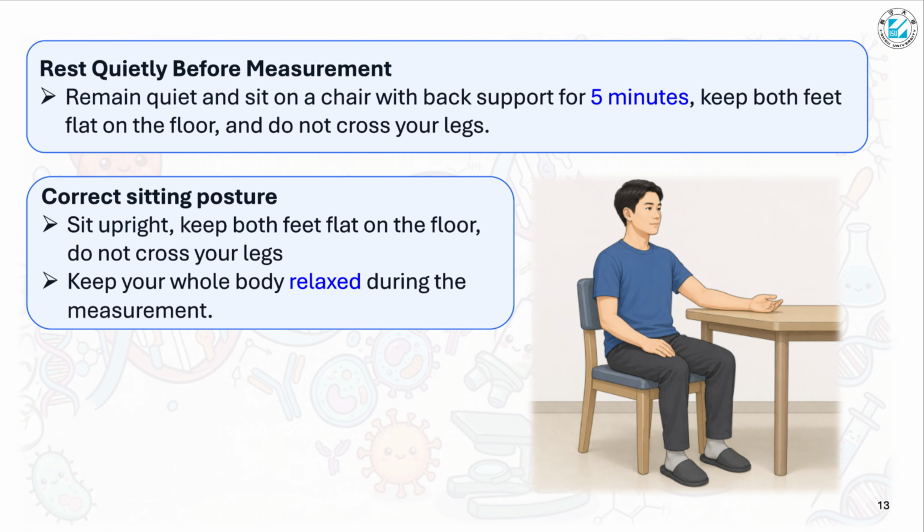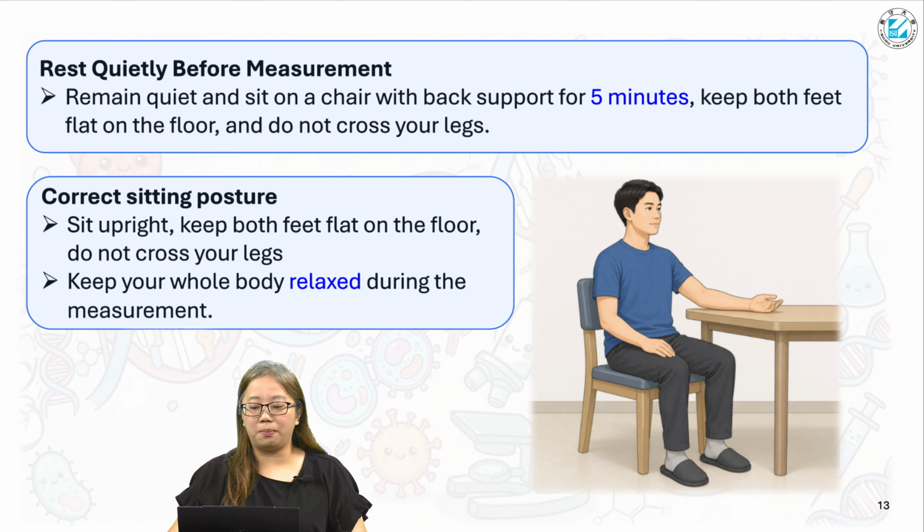Before blood pressure measurement, it is very important to let the person rest quietly for a short time. This helps the body return to a calm and stable condition. Please sit on a chair with your back supported. Your back should rest comfortably against the chair, not leaning forward. Keep both feet flat on the floor. Do not cross your legs. Crossing the legs may affect blood circulation and may change the blood pressure reading.